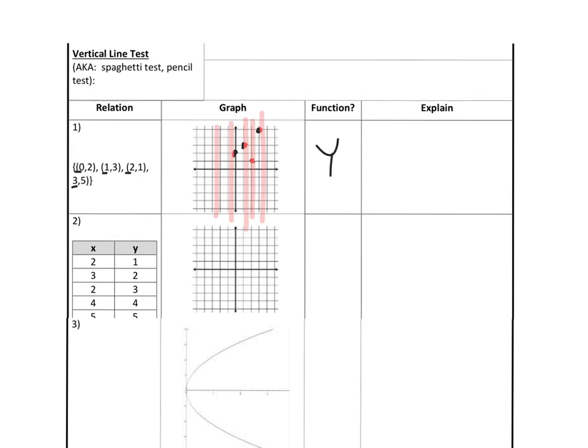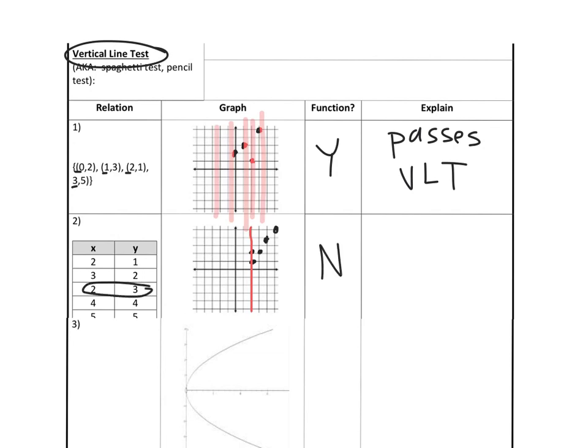So in number 2, since we graphed it, we can say it passes the VLT, the vertical line test. So in number 2, if we graph these points 2, 1, 3, 2, 2, 3, 4, 4, and 5, 5. When you run your vertical line across this part of your graph right here, you should see that it touches more than one point at a time. So that makes it not a function. It means that that x value of 2 has a different y value. So it has more than one corresponding y value. So since we graphed it, we can easily just say that it fails the vertical line test.